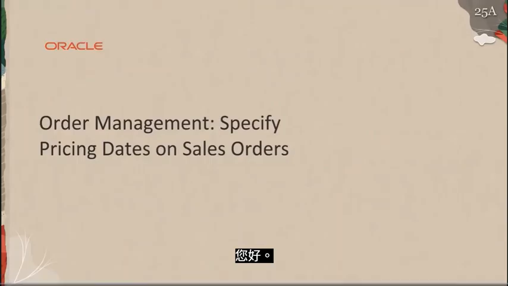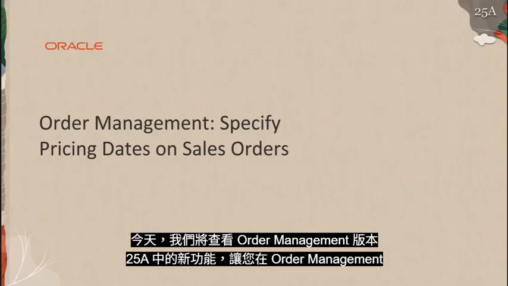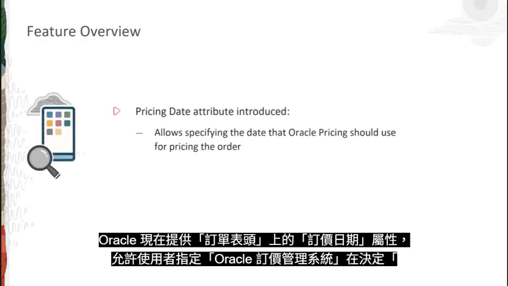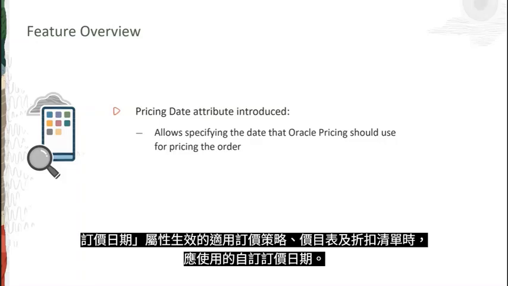Hello. Today, we will be looking at a new feature in Order Management Release 25A that lets you specify the pricing date on sales orders in Order Management, which is used by pricing to accurately price the orders. Oracle now provides the pricing date attribute on the order header, allowing users to specify a custom pricing date that Oracle Pricing should use when determining the applicable pricing strategies, price lists, and discount lists that are effective as on the pricing date attribute.